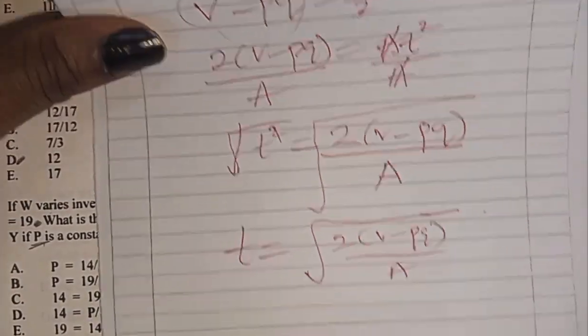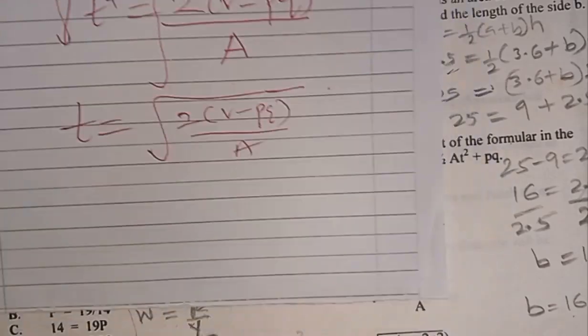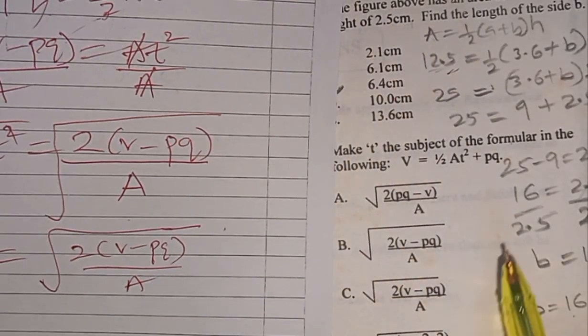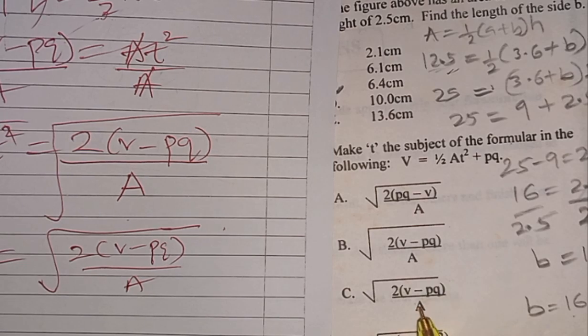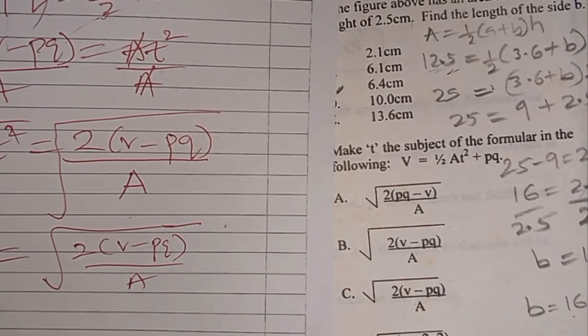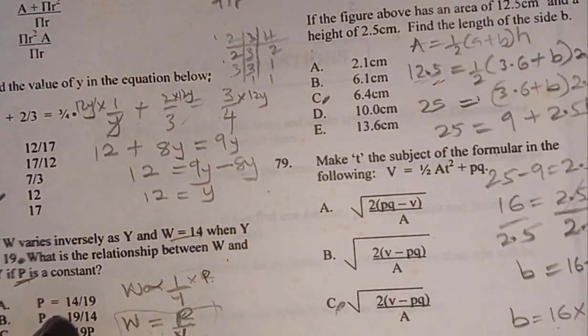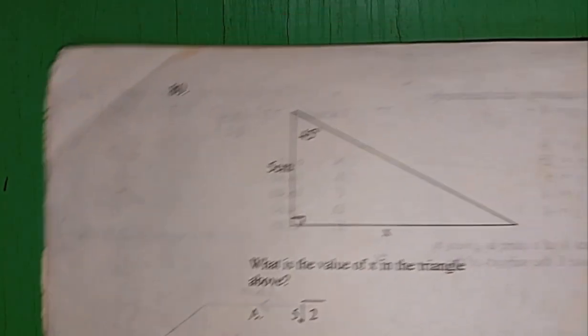Okay, so let's look for the option. Which one are we going for? 2V minus PQ over A. Oh, this is it. That's option C. Option C. Okay. The last question here, 2003 Junior NECO.